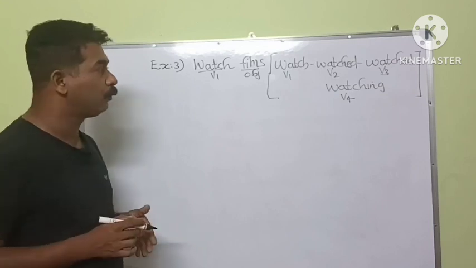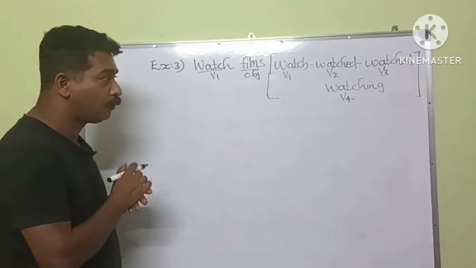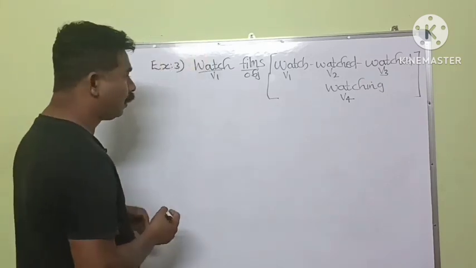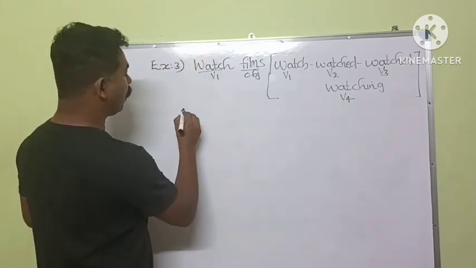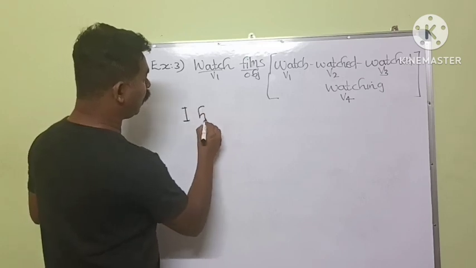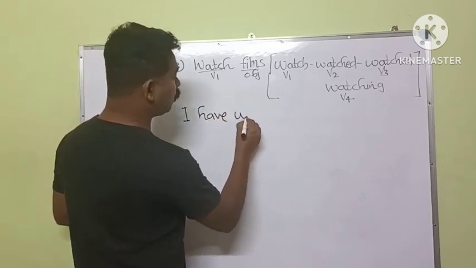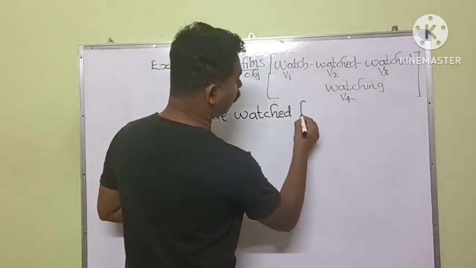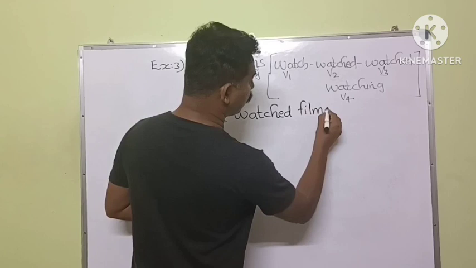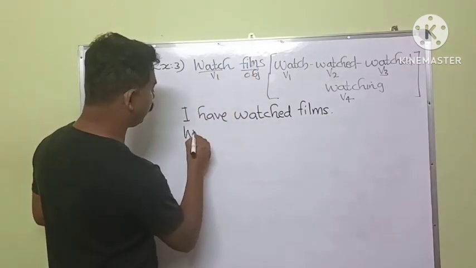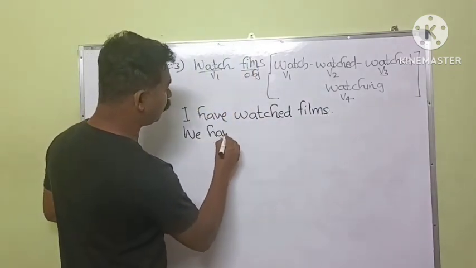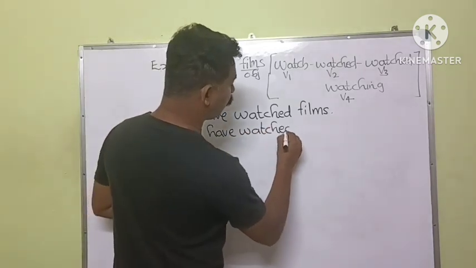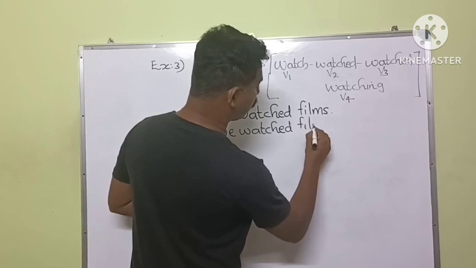Number 3, watch films. Watch is the first form of the verb. Films is its object. Watch, watched, watched, watching. Let's form sentences now. I have watched films. We have watched films.